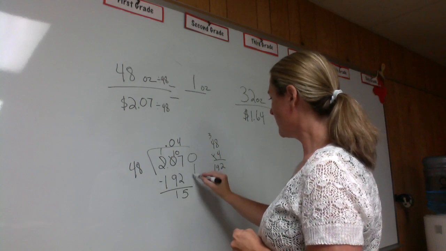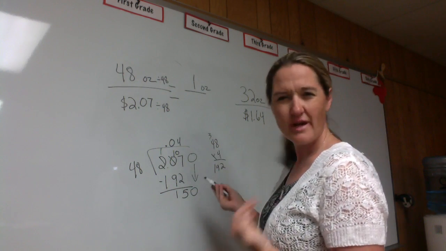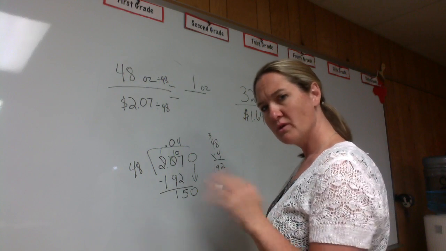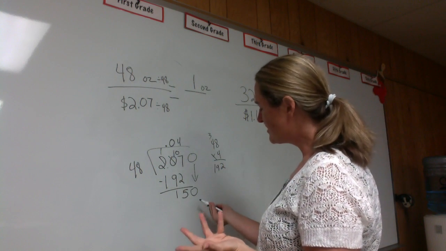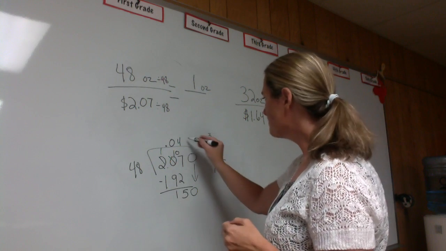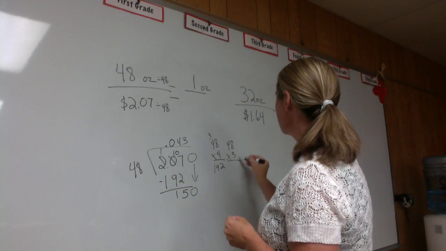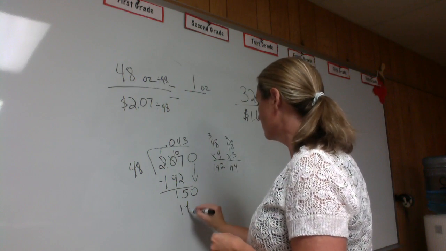So it's going to go 4 times, 48, 192, 5. Okay, and annex a 0, 48 goes into 150. And how I'm thinking this in my head is 48 is pretty close to 50, so I'm going to work with 50 as I'm estimating. Okay, so I know 50 goes into 150 3 times. Well, I know 48 is a little less than 50, so it's going to be 3. Okay, 48 times 3, 144.